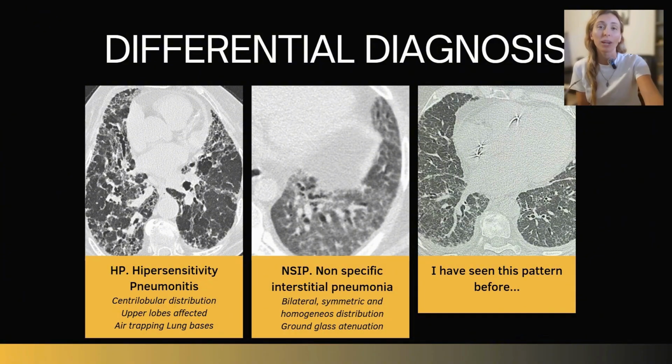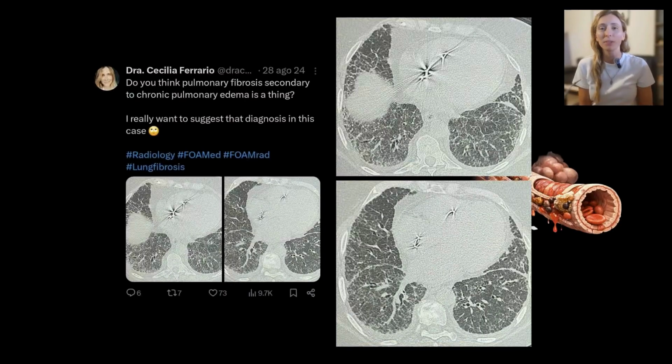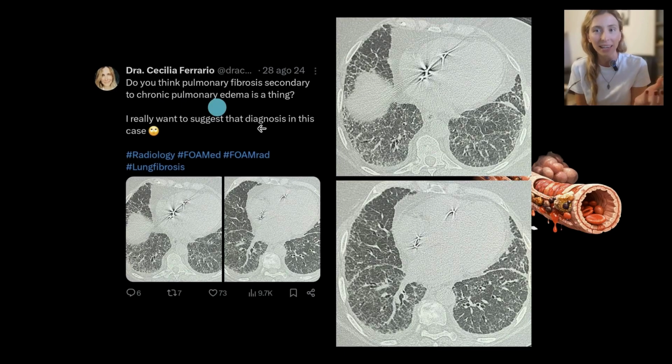So I tried to recall, and I found this post from 1 year ago with a patient that also had congestive heart failure, and the characteristics of the septal thickening reminded me of chronic pulmonary edema, interstitial pulmonary edema. So I thought to myself and asked the people following me on X: do you think pulmonary fibrosis secondary to chronic pulmonary edema is a thing? I really want to suggest that diagnosis in this case.